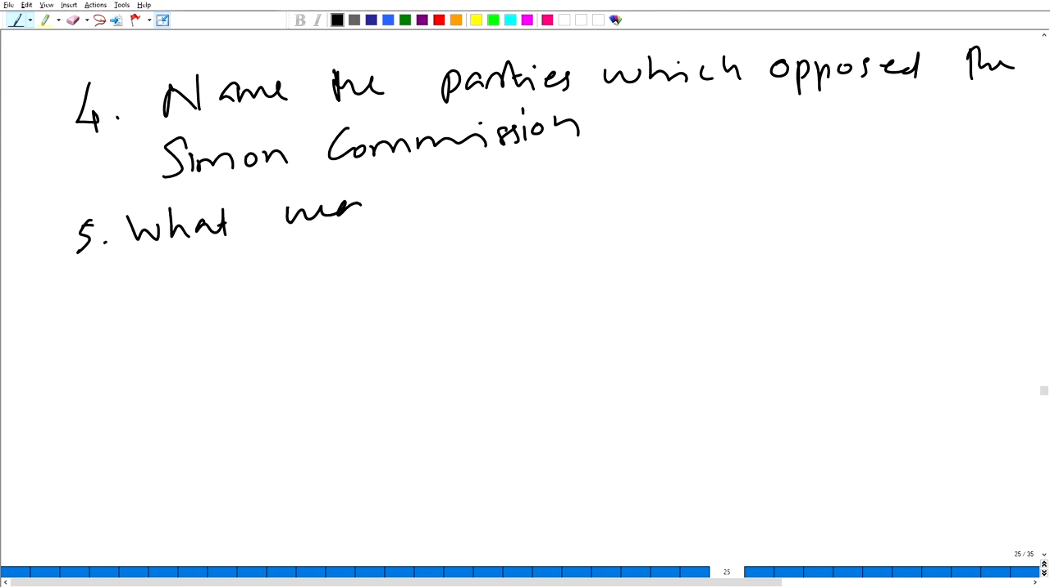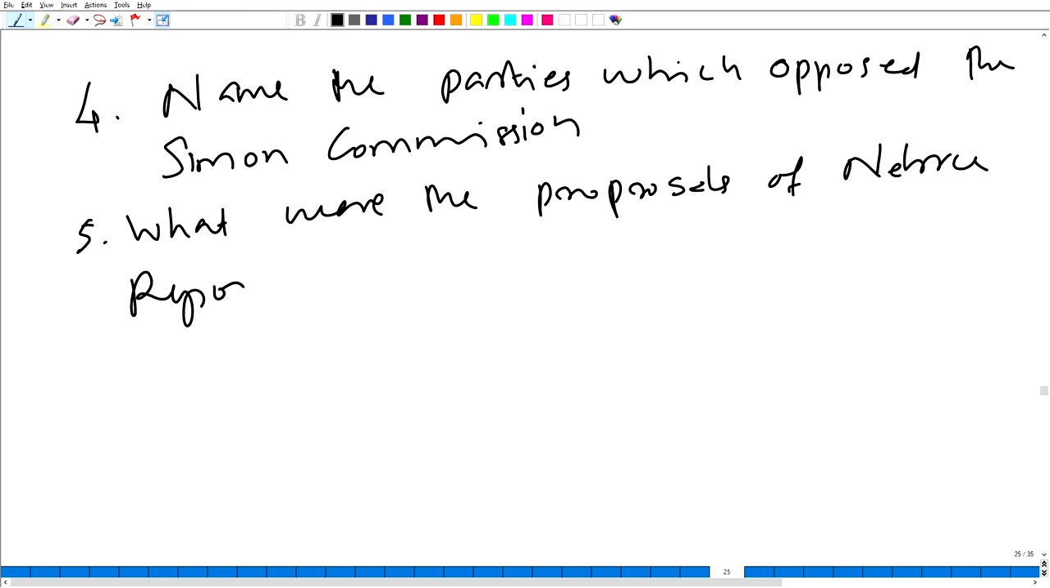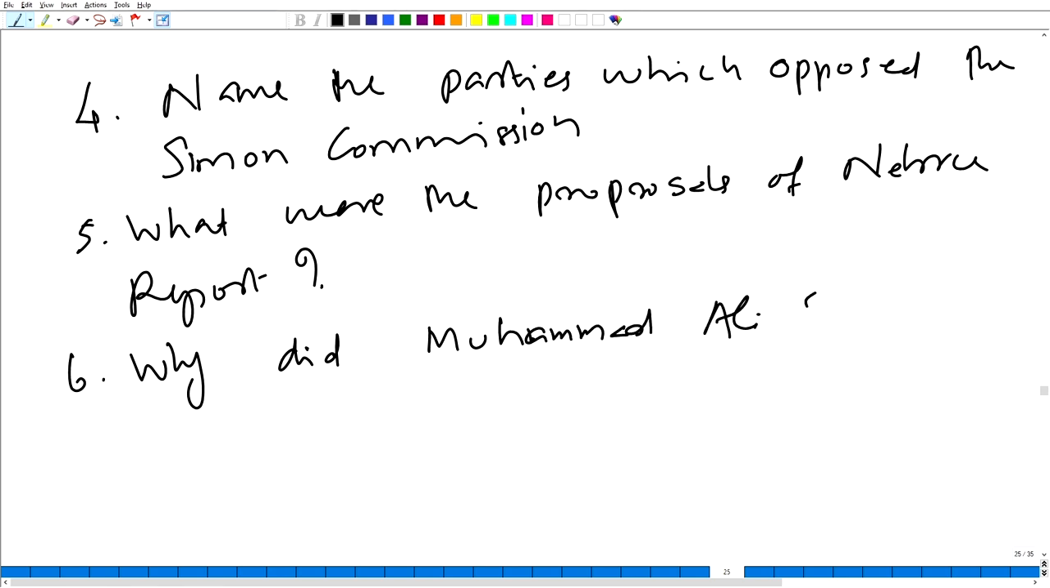What were the proposals of the Nehru report? Why did Muhammad Ali Jinnah oppose the Nehru report?